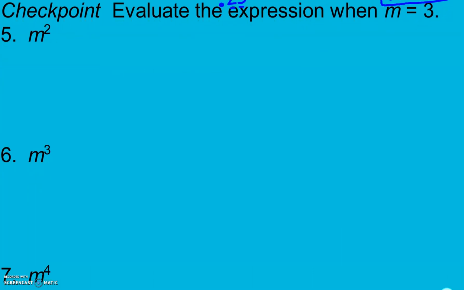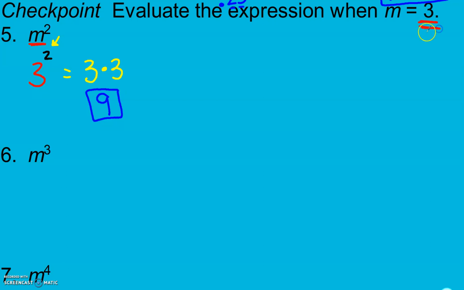Give this a pause and give it a try. So everywhere I see an m, I'm going to plug in a 3. So I have m, which is 3, and here it's squared. I know that I can write this with repeated multiplication. I can take that base times itself, exponent number of times. And then I can simplify. 3 times 3 is 9. So when m is 3, m squared is 9. Try 6.